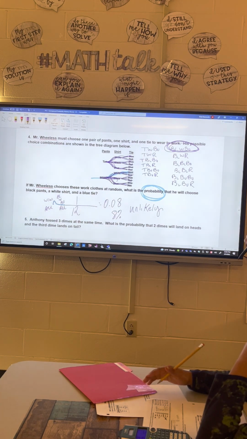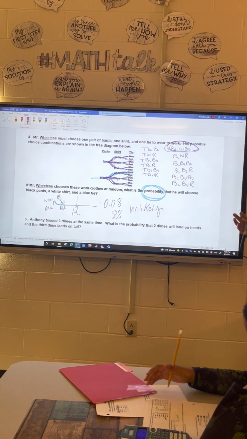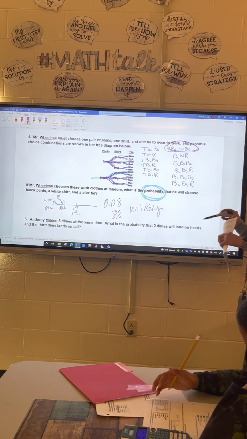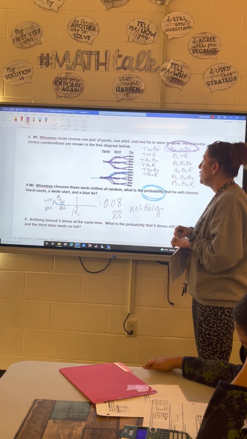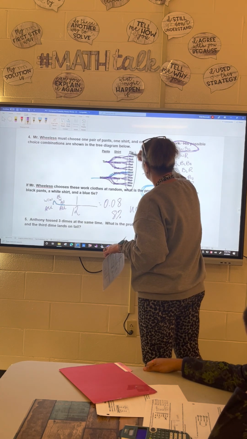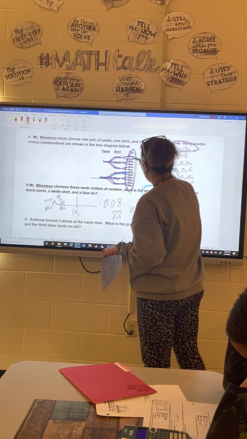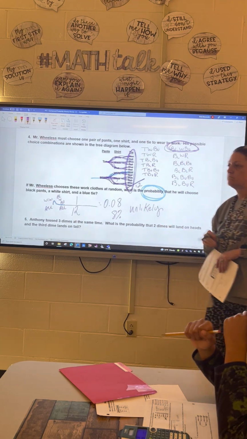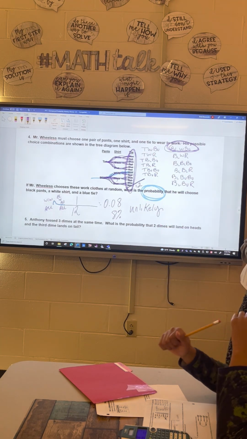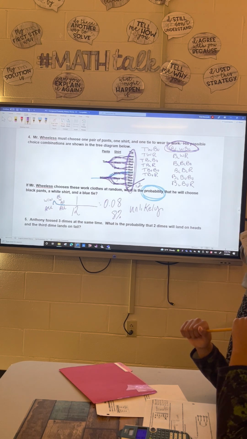And I just did that too. But when you have a tree diagram and you're asked a question about probability, it's really good to write your combinations so that you can count them correctly. You can count right here to get your total. That number right there is also 12. Okay? That number is also 12.